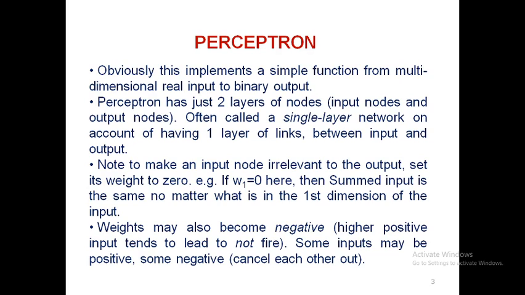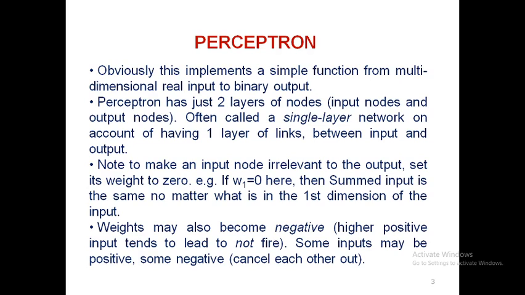The weights may also become negative or higher. In that case, a higher positive input tends to lead to not firing. Means weights may be positive or negative. If you are making the weights negative, the weights and threshold will be compared, and then the higher positive input tends to lead to not firing that corresponding neuron. Here, anyway, threshold is important. The threshold will be compared with the summing input.